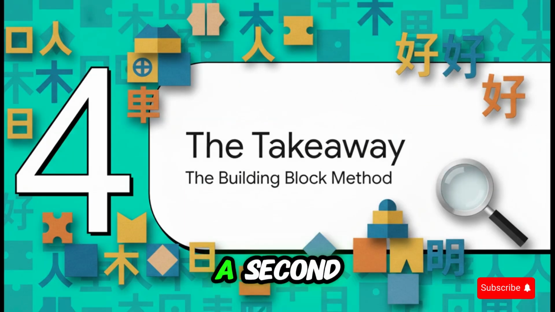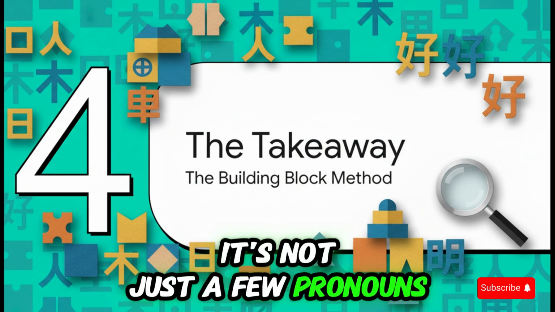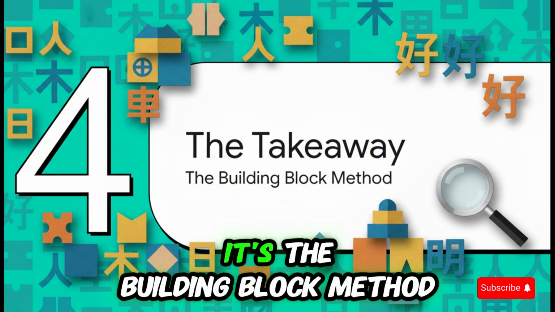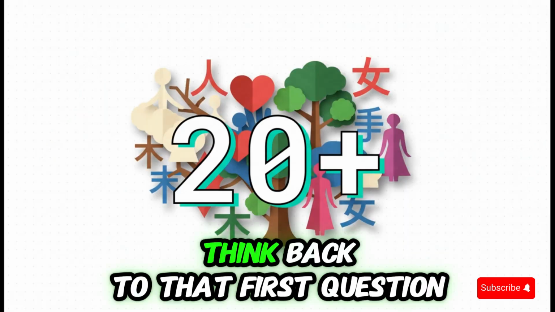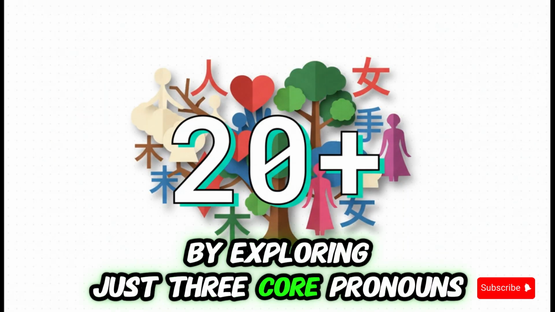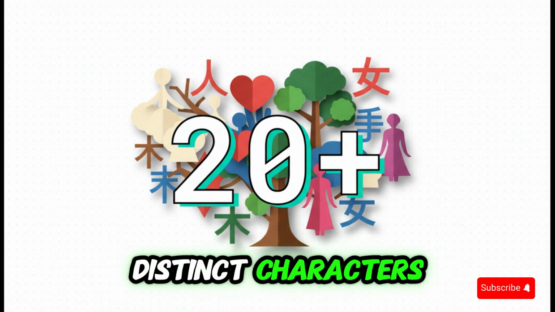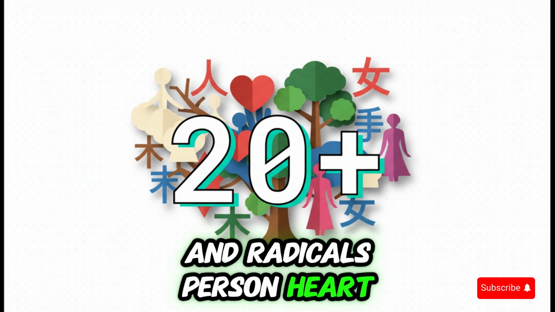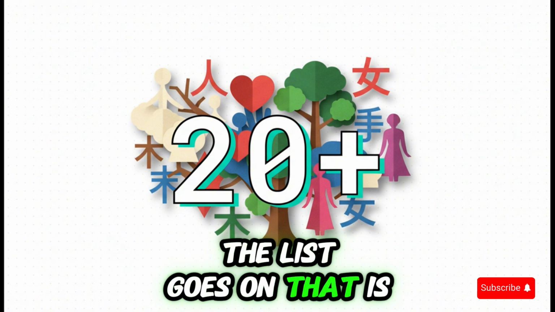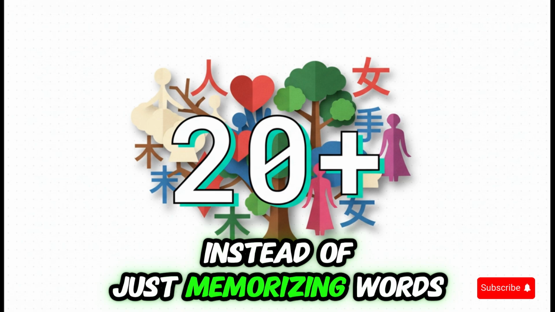So let's zoom out for a second and just think about what we've really learned here. It's not just a few pronouns, is it? It's a method. It's a whole new way of looking at the language. It's the building block method. Think back to that first question we asked. In just the last few minutes, by exploring just 3 core pronouns, we have learned and played with over 20 distinct characters and radicals. Person, heart, hand, weapon, tree, woman. The list goes on. That is the amazing exponential power of learning this system instead of just memorizing words.